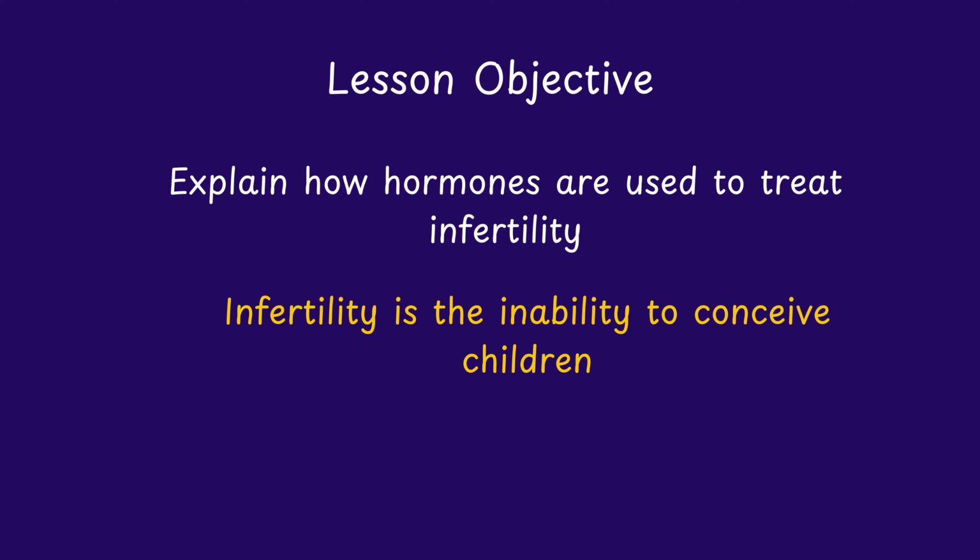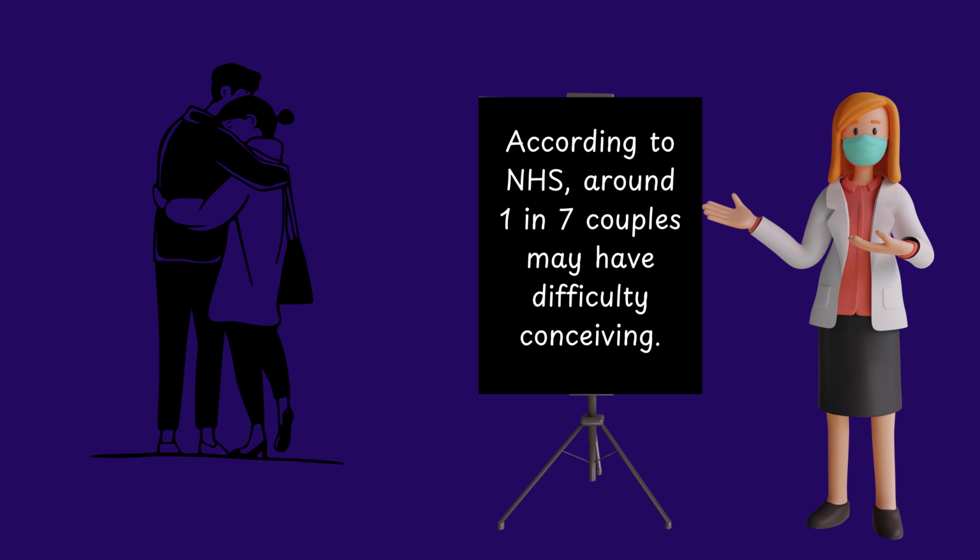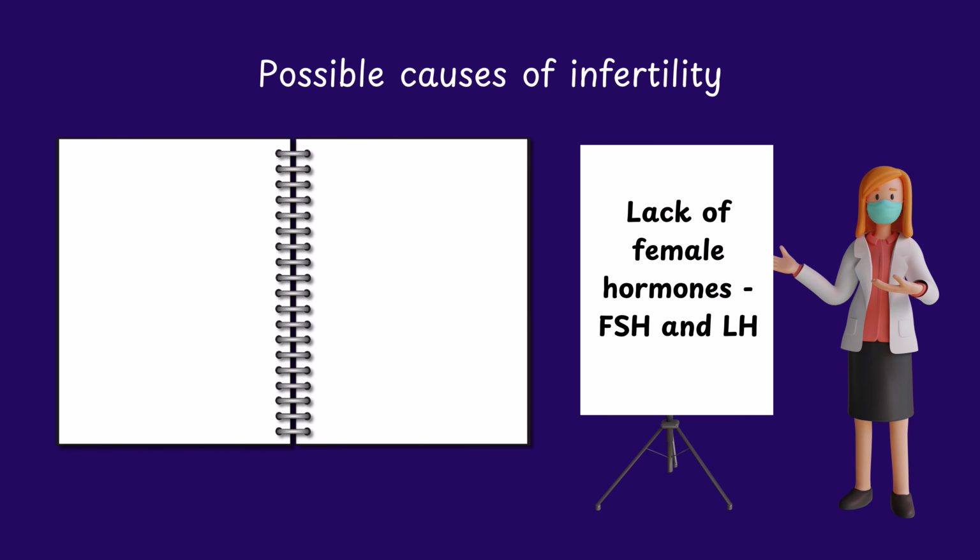Infertility is the inability to conceive children. According to the NHS, around 1 in 7 couples may have difficulty conceiving. Let us look at the possible causes of infertility. Number 1. Lack of female hormones, for example FSH and LH.